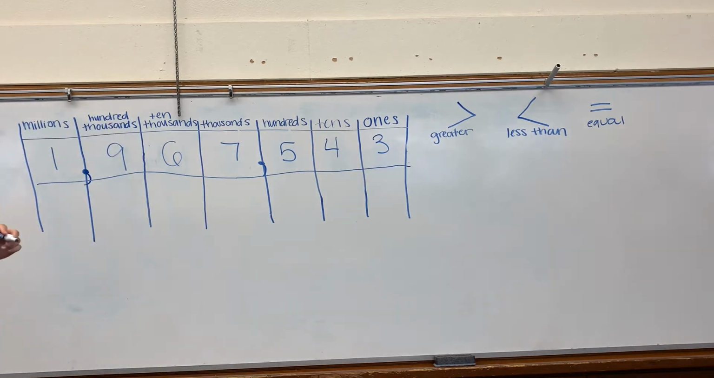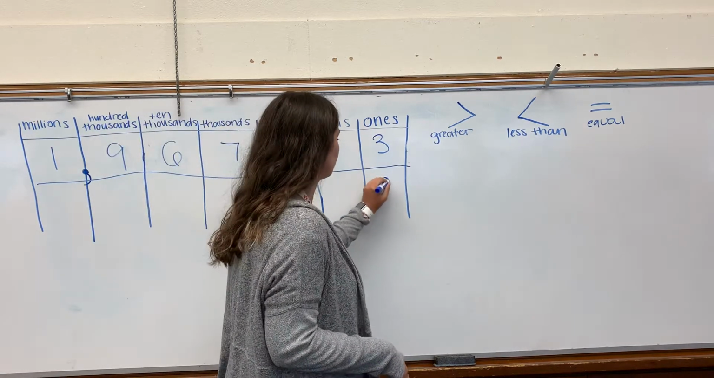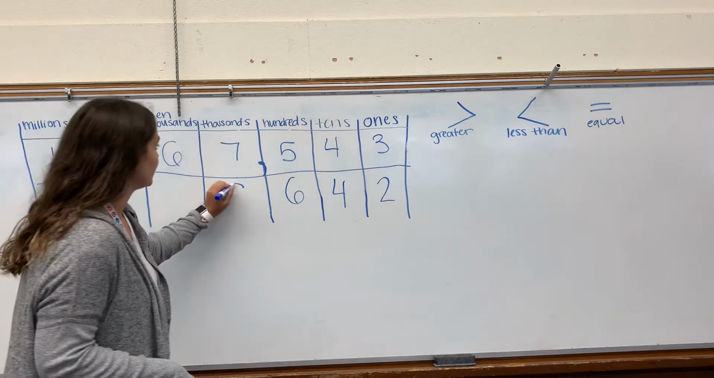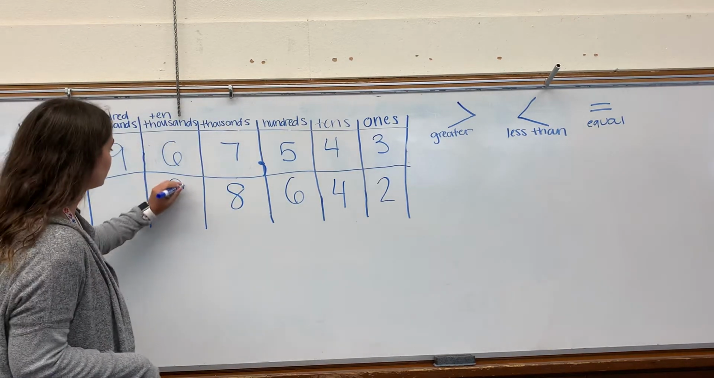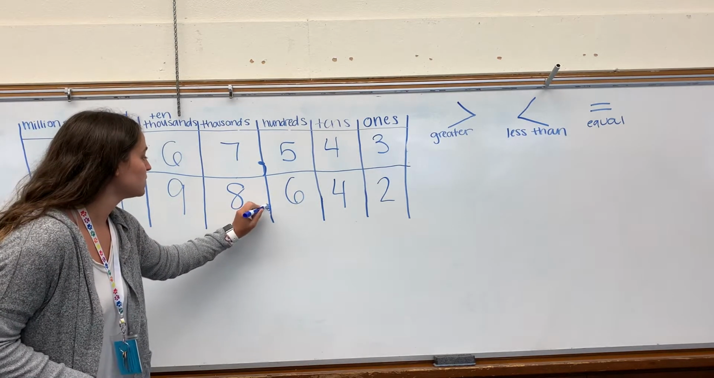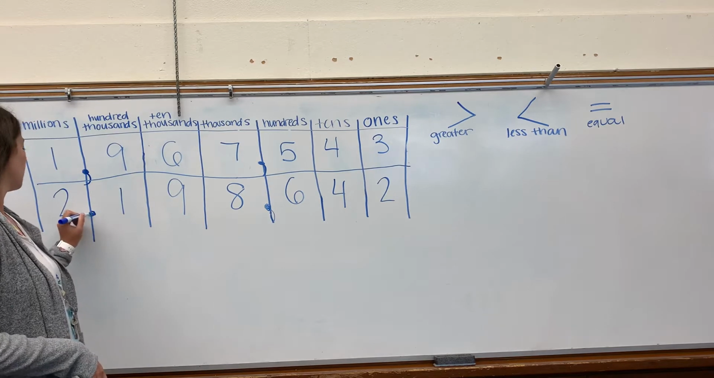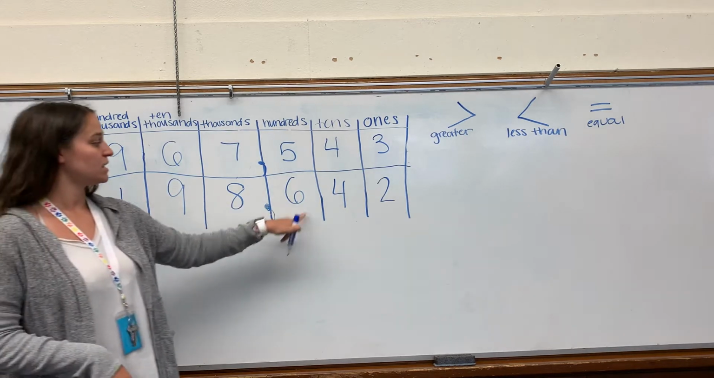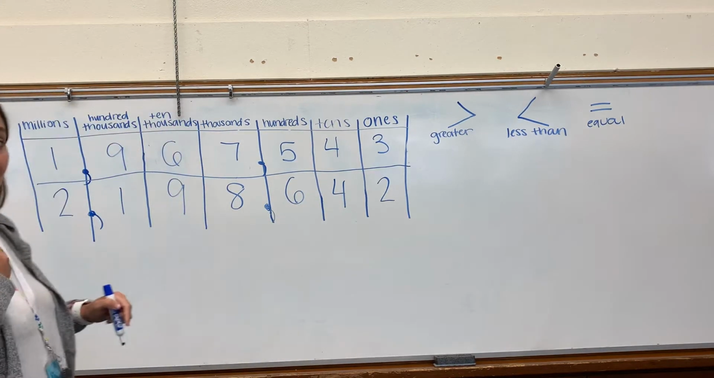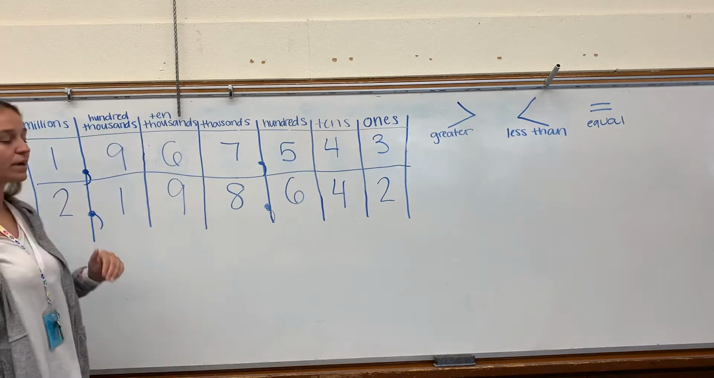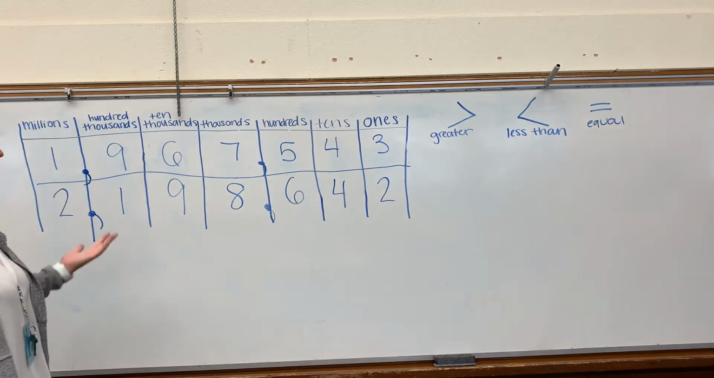All right? So let's say that we have a 2 in the ones, a 4 in the tens, a 6 in the hundreds, an 8 in the thousands, a 9 in the 10,000s, a 1 in the 100,000s, and a 2 in the millions. I'm going to put my commas in. So for this number, I have 2,198,642. Now I have to compare these two numbers. I already have them lined up with their place value. This way it's going to be easy to see which number is bigger.